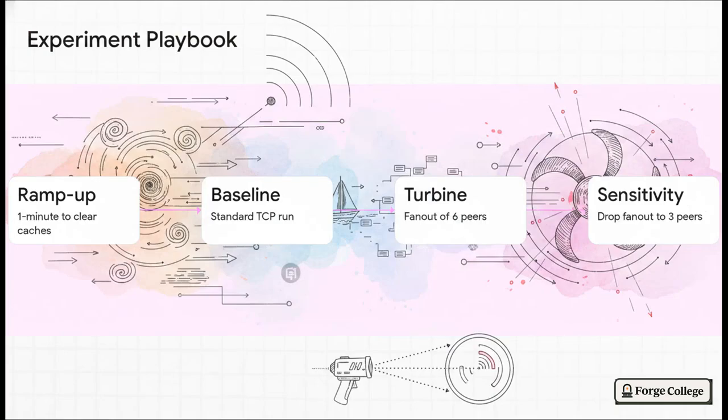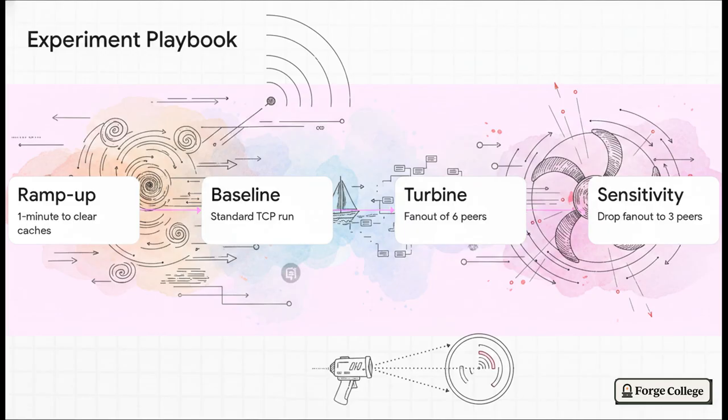Here's the playbook for our experiment, and we're pushing 5,000 transactions per second here. Step 1 is a 1-minute ramp-up phase just to clear out any startup artifacts or cold caches. Step 2 is our baseline standard TCP run. Step 3 is the Turbine run with a fan-out of 6. And finally, Step 4 is a sensitivity test, where we drop the fan-out down to 3, just to see if having fewer vans on the road clears things up.